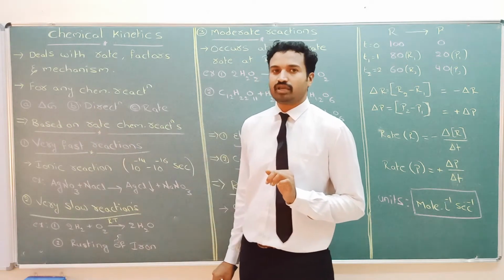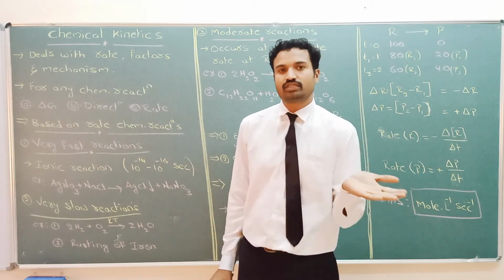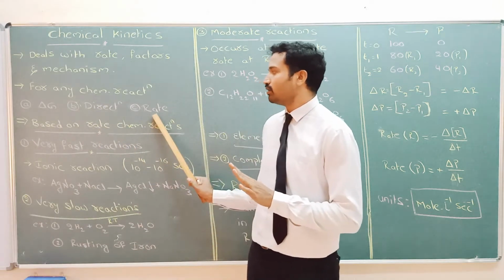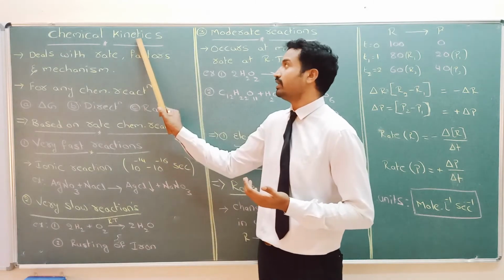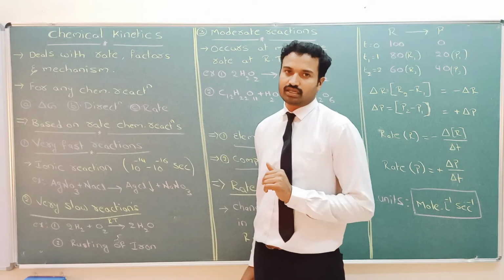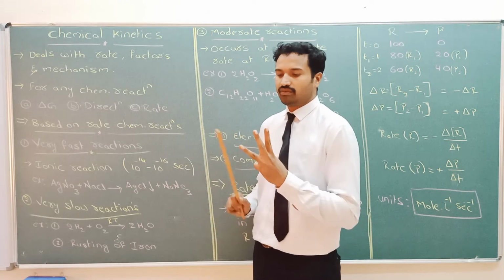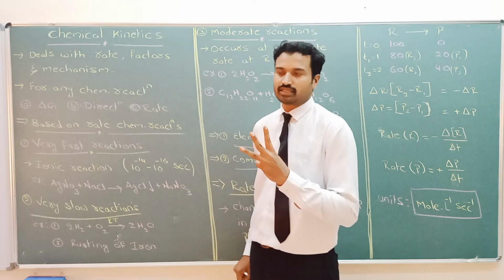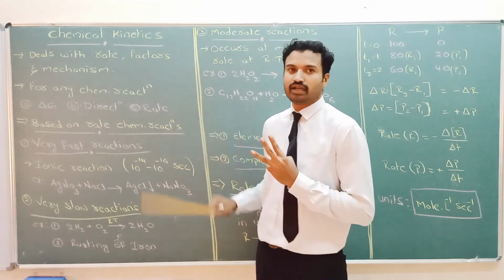Direction of a reaction means the reaction takes place in the forward direction or the backward direction. This is about the direction of reaction. Now we are going to discuss the rate of a reaction, that means speed or kinetics of a reaction. Based on the rate of a chemical reaction, generally chemical reactions are classified into three types: very fast reactions, very slow reactions, and moderate reactions.